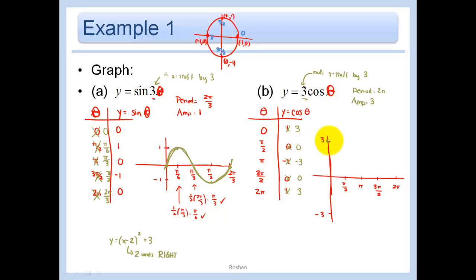Remember, this is cosine, so we're starting up. And it's going to look like that. Make sure that you get your shape going right. And that's it for cosine.